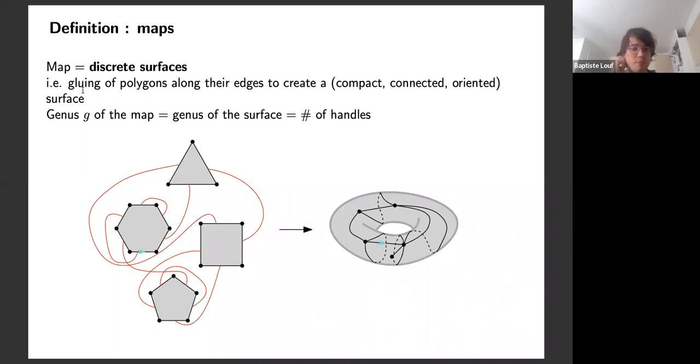An important parameter of maps is the genus, which we will denote by g. It is the genus of the underlying surface, the surface that you create with your map, and roughly speaking it is the number of handles of your surface. The sphere has genus zero, the torus has genus one, and a genus two surface is just the double torus, and so on. Here you can see an example of a map of the torus.